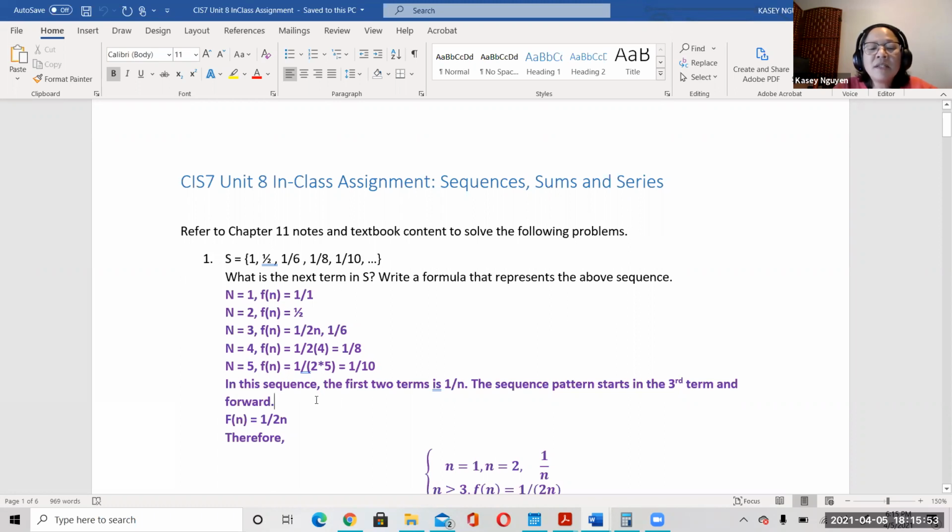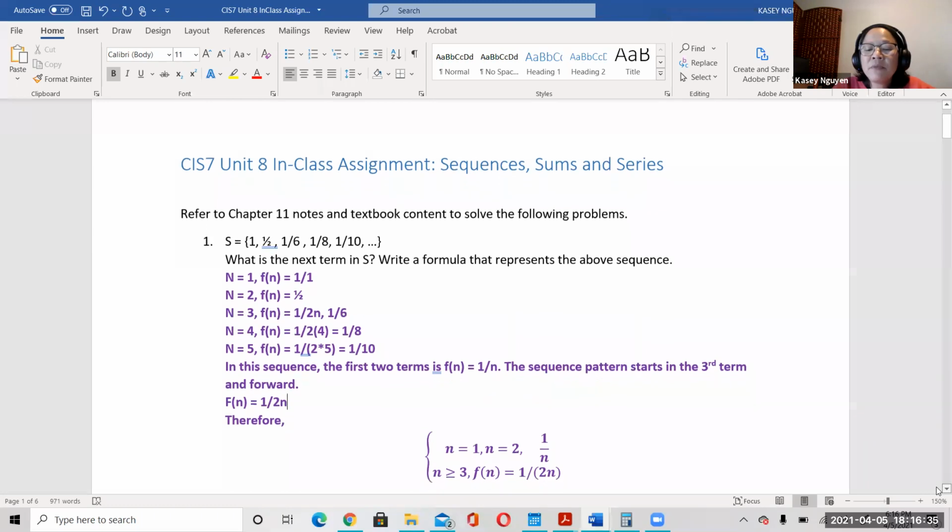So in this sequence, the first 2 terms have a pattern, and it's a separate pattern. For the first 2 terms, your f of n is 1 over n. Then the sequence pattern starts at the third term for the rest of the sequence. So for the third term and forward, f of n is equal to 1 over 2 times n.